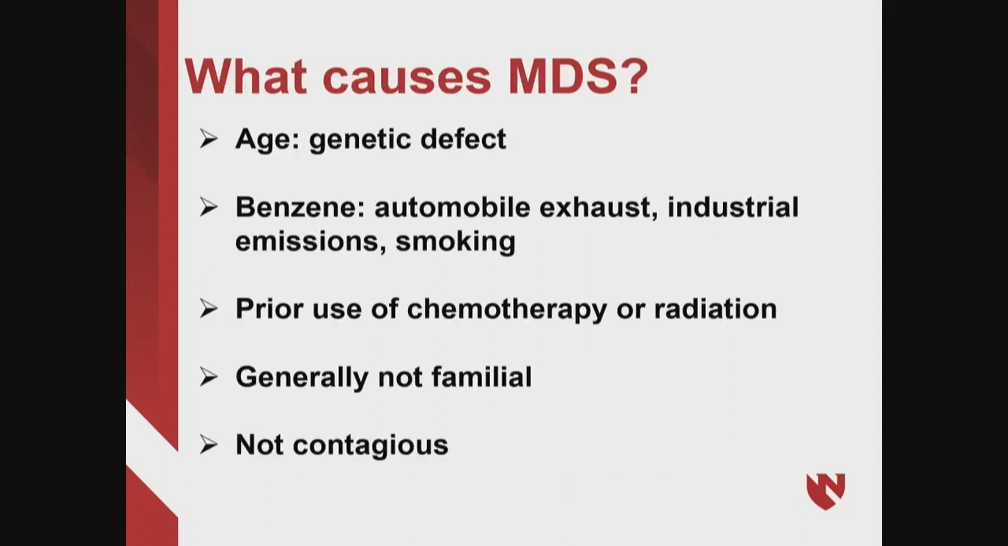What causes MDS? Most of the time, we cannot pinpoint what somebody did or did not do that led to MDS. As I said, it's much more common in people after the age of 50 or 60 years. That's a common risk factor. Benzene is one of the chemicals associated with a higher risk of myelodysplastic syndrome. Benzene is found in several things, including automobile exhaust and industrial emissions, and smoking cigarettes also exposes people to low levels of benzene over a longer period of time.